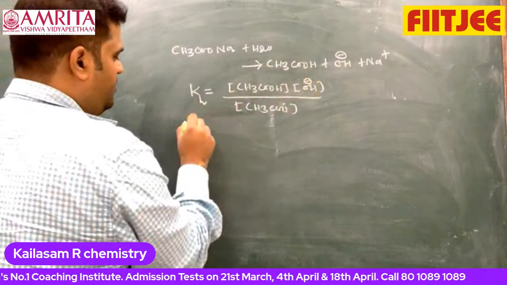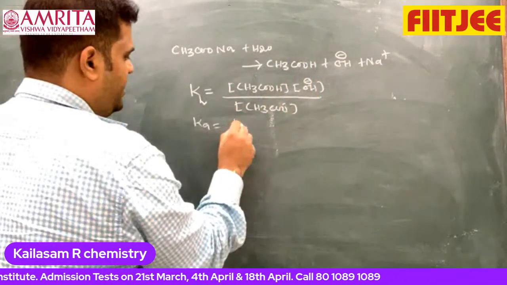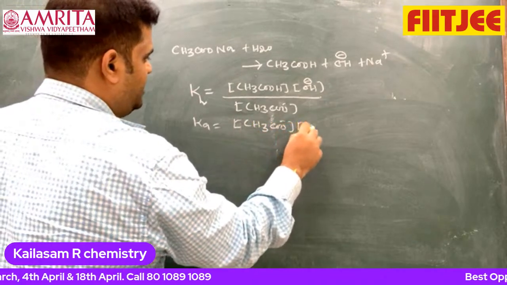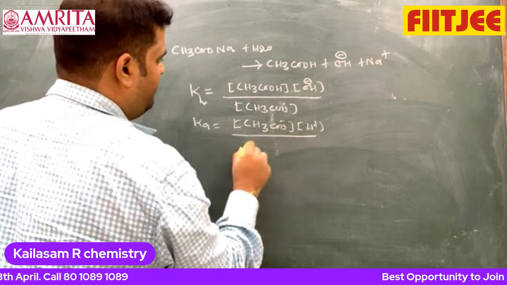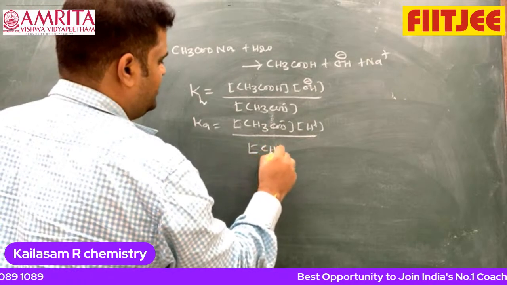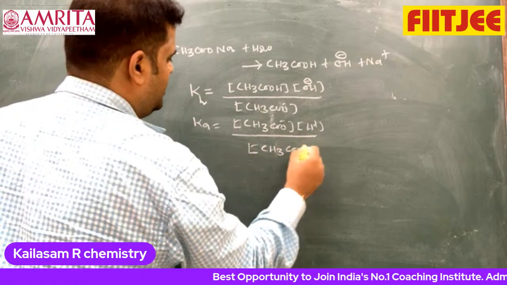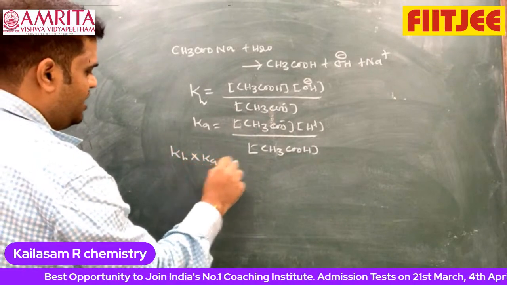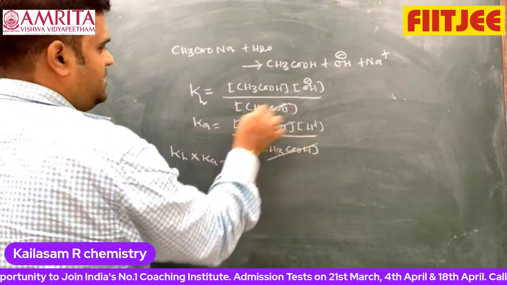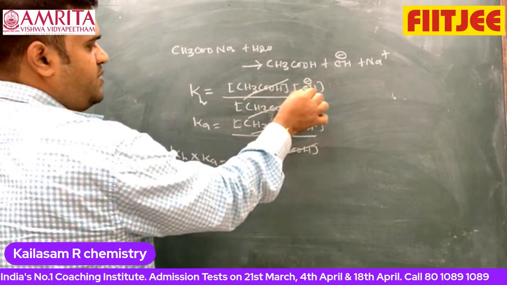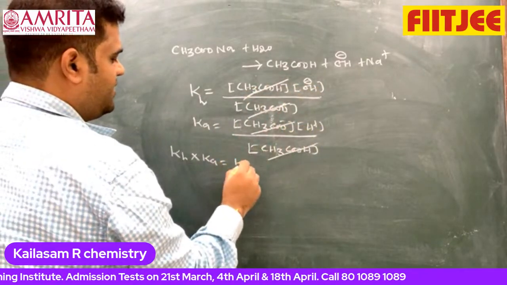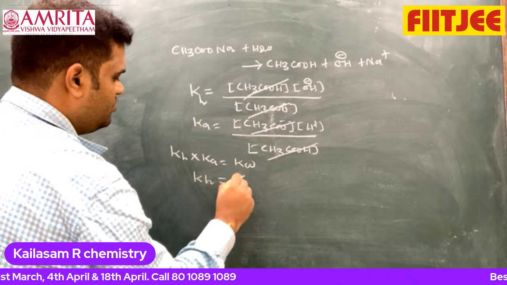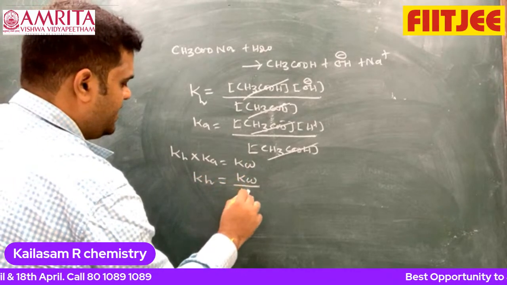Now we know that Ka is equal to [CH3COO⁻][H⁺] divided by [CH3COOH]. If I multiply KH into Ka, the terms cancel off. [OH⁻] and [H⁺] give Kw. You can write that KH is equal to Kw by Ka.